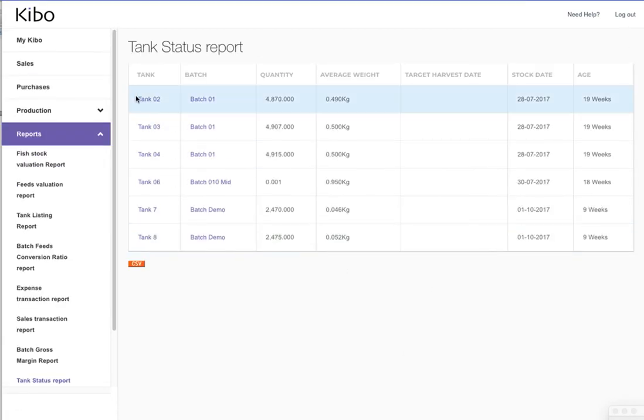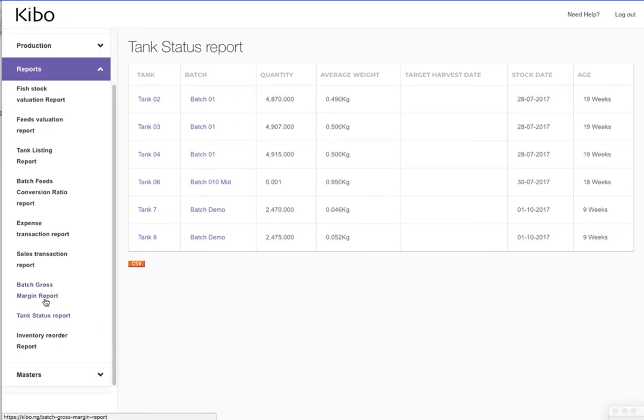Tank storage report shows me all my listing of tanks and the batches that are in them, the quantity I have and the average weight. Ideally, when I set up a batch, I should be able to put the target date I'm hoping to harvest them. This shows my stock date, and this actually tells me how old they are. So 19 weeks, 18 weeks, and the different ages of my fish.